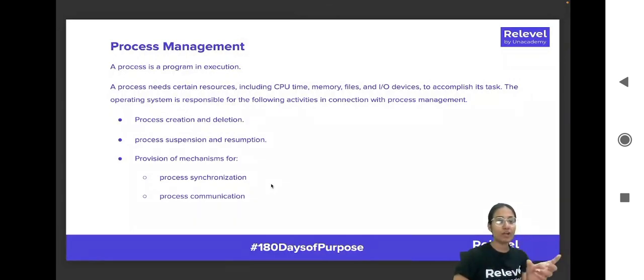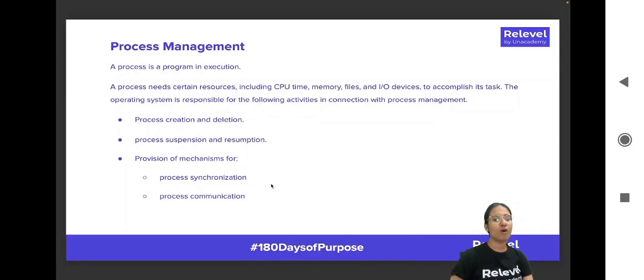So basically, when we think of a process, like I told earlier also, a process is nothing but a program in execution. Whenever you create a program, which is nothing but a set of instructions, it's usually present in the secondary memory. But when you load that program into the main memory for execution, it gets converted into a process. Now, a process definitely needs resources, CPU time, memory, files, input-output devices in order to accomplish the task that it has been assigned to do.